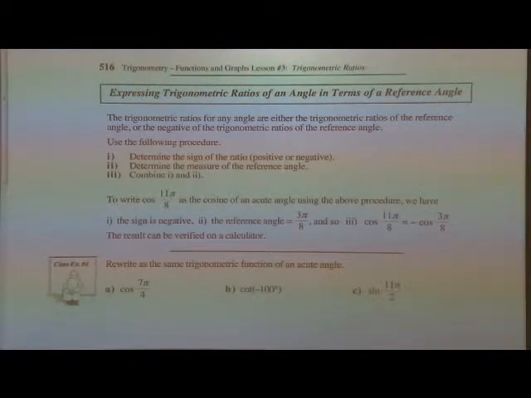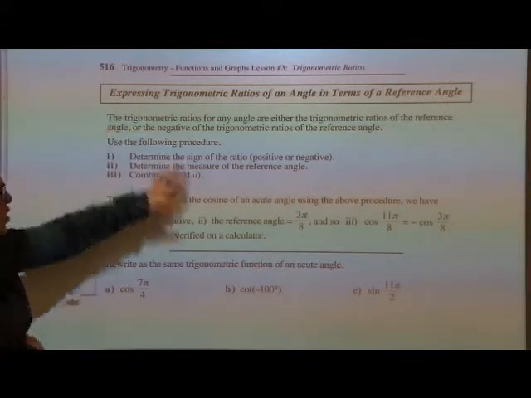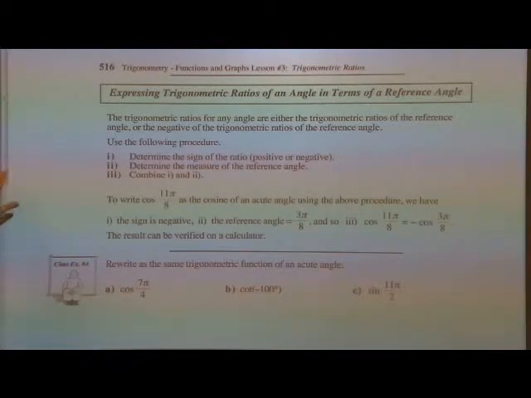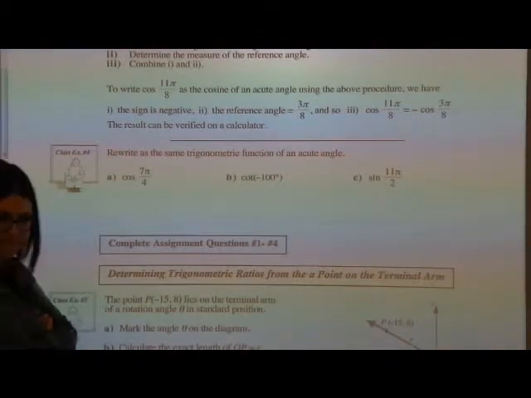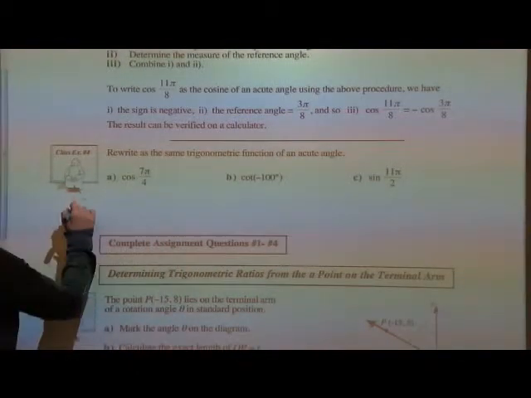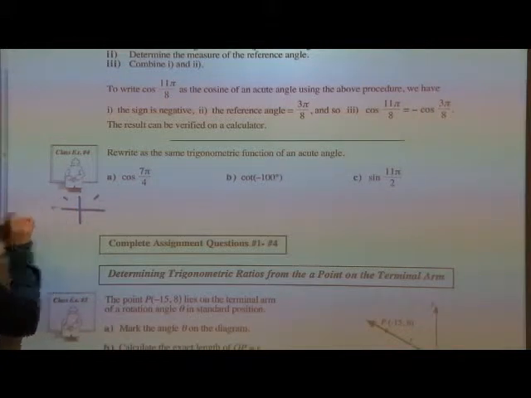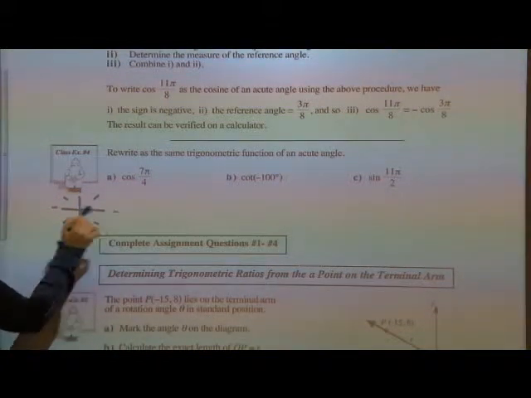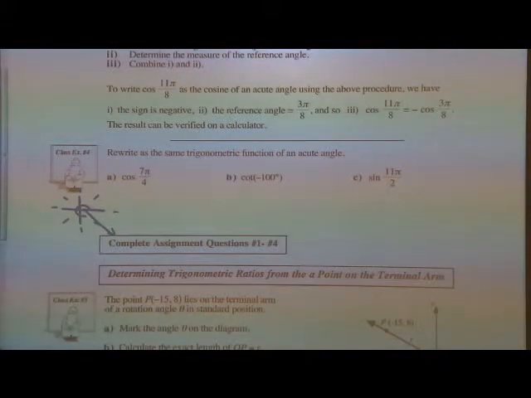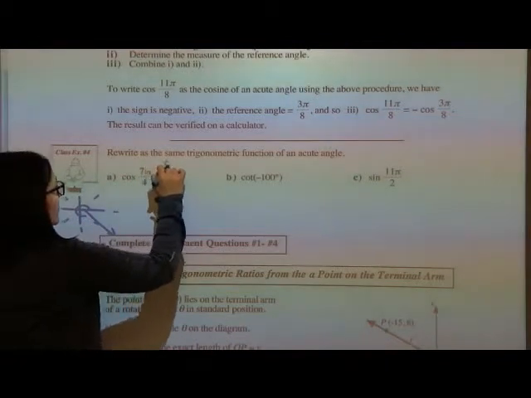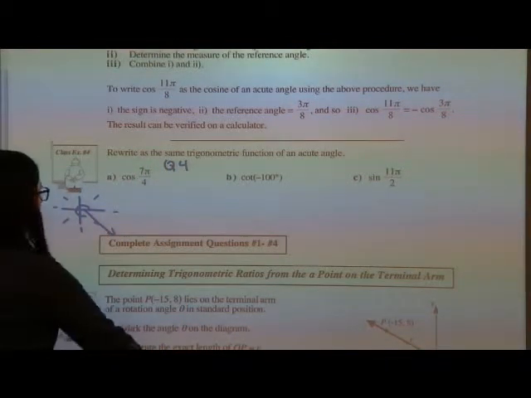The next part is just looking at expressing a trig function in terms of a reference angle. Trig ratios for any angles are either the trig ratio of the reference angle or the negative trig ratio of the reference angle. So I'm going to look at an example and then we will go through the method. If I look at cos 7 pi over 4, I want to graph this out. I want to see where 7 pi over 4 actually is. The 4 tells me I split the top into 4 pieces, so 1, 2, 3, 4. I would do the same to the bottom. So 7 pi over 4 puts me down here, which is in which quadrant? Quadrant 4. What's my reference angle going to be?